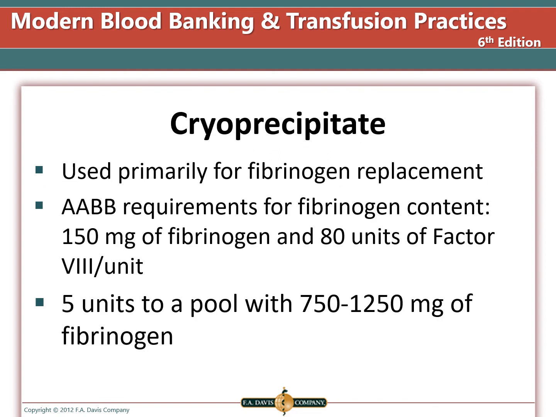Cryoprecipitate is primarily used for fibrinogen replacement. The AABB requirement for fibrinogen content is 150 milligrams of fibrinogen and 80 units of factor VIII per unit of cryo. Cryo is normally thawed and pooled into a pool of 5 units with 750 to 1250 milligrams of fibrinogen.